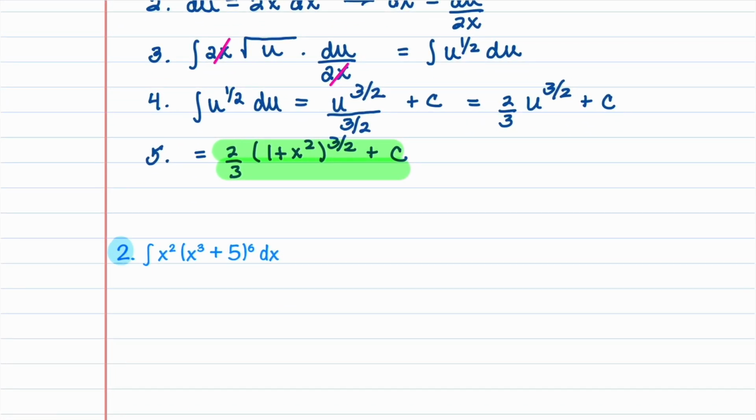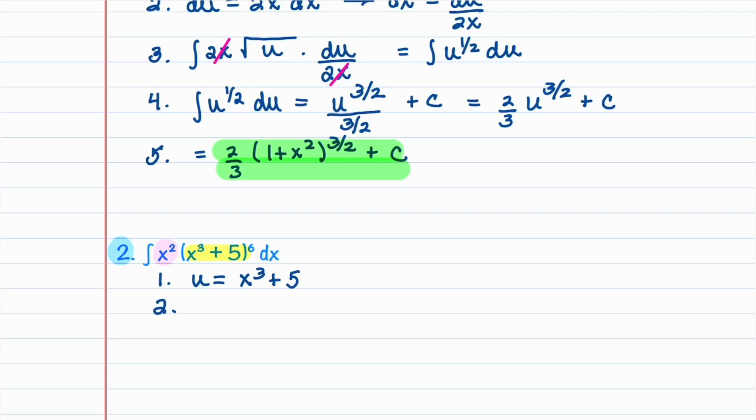Let's now look at our second example. This is a little bit more complicated than the first one. We are integrating x squared times the quantity x cubed plus 5 raised to the 6th power. We're going to start by choosing u. I'm going to let u be equal to x cubed plus 5 because the derivative is 3x squared, and we have an x squared in our integral. u is equal to x cubed plus 5.